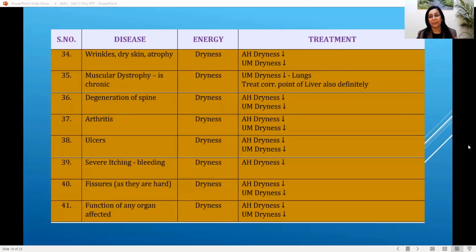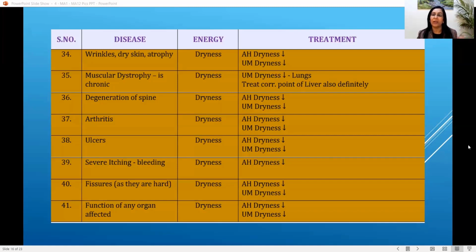Fissures. Now, anal fissures are hard, but they are not like piles, but they can be treated as dryness energy. Because of dryness, you get these fissures. So in that case, also sedate dryness. If they are acute, then the large intestine meridian. And if they are chronic, then the dryness meridian, which is the lung meridian. And you can also put a seed on the corresponding point of the large intestine where it is affecting you, rectum or anus.